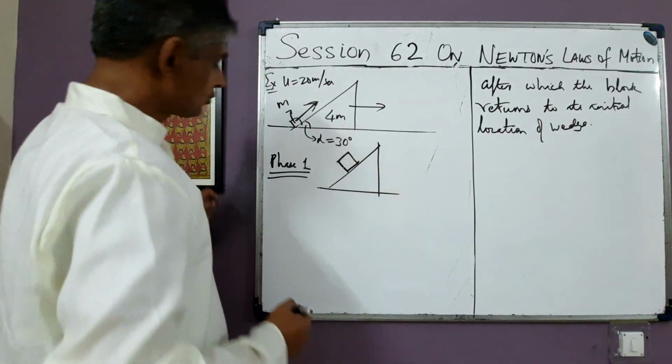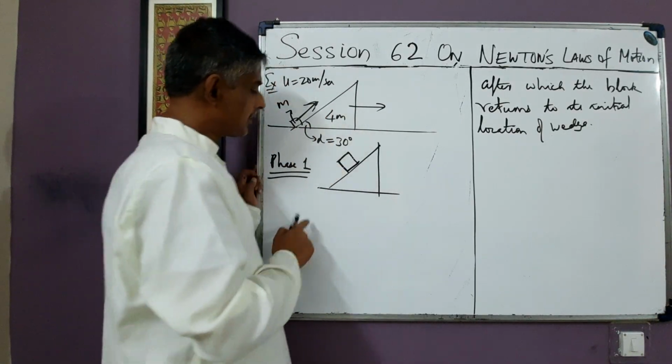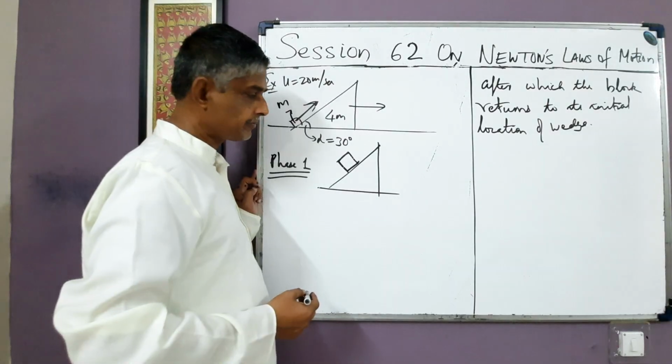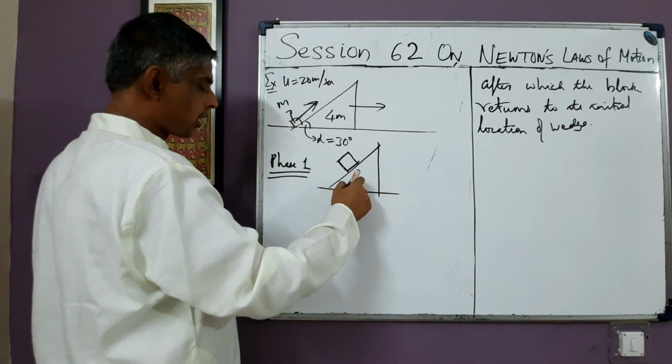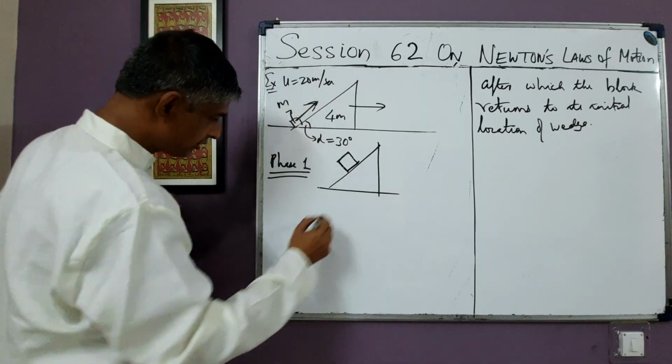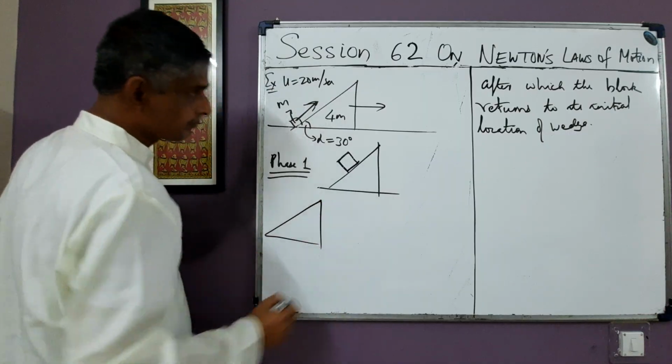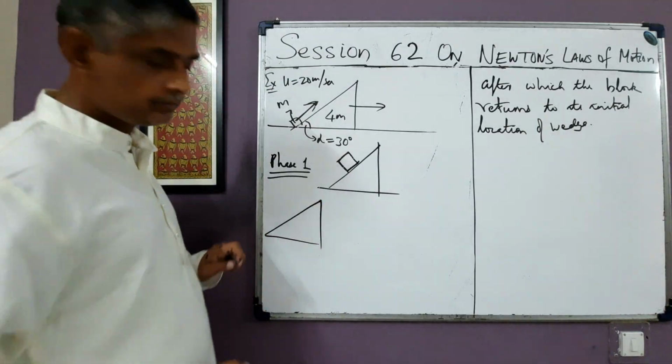Okay. So in phase 1, we consider the upward journey of the block over the wedge. Now what I do, I draw the free body diagram of this wedge. Okay. Free body of the wedge I draw.